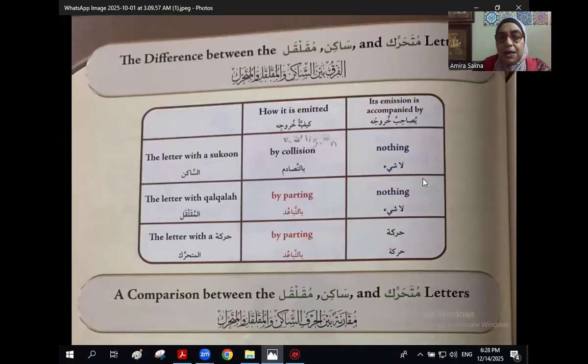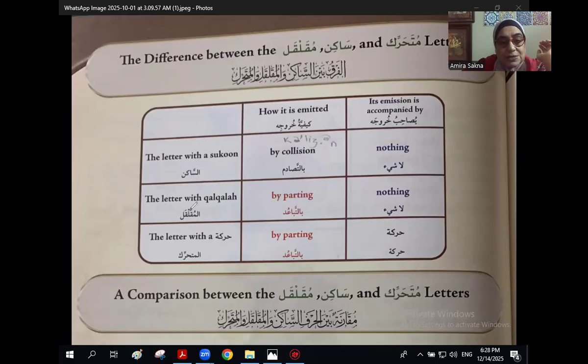Okay. This schedule, my dear sisters, kindly pay attention. The middle row here is talking about the letters with qalqala. The upper row is talking about the letter with a sukoon, the second letter. The lower row is talking about the letter with a haraka, with a short vowel, fatha or dhamma or kasra. Okay? And those two rows, the first one is talking about how it is emitted, and the second is talking about what its emission is accompanied by. We'll start from this one.